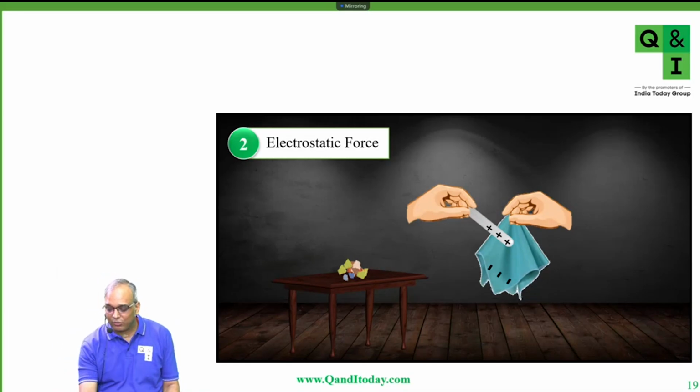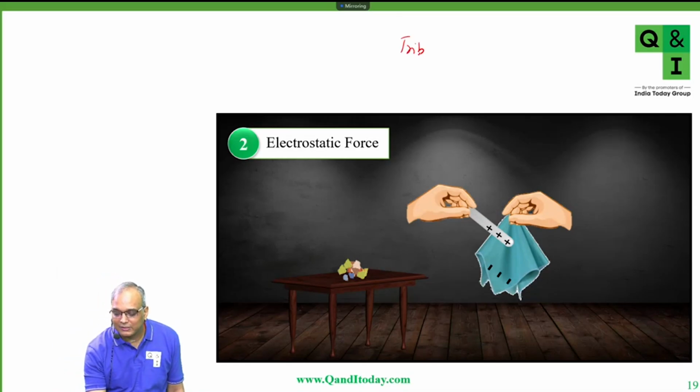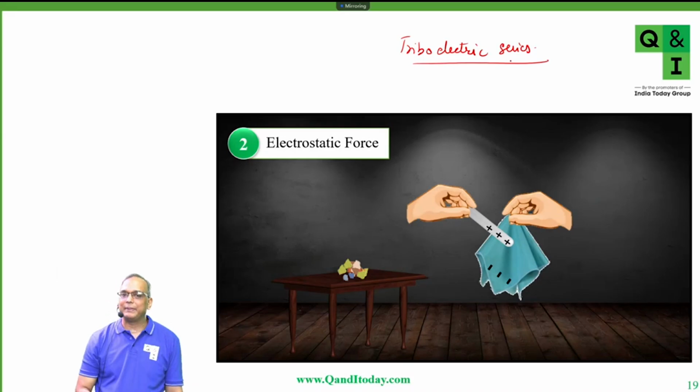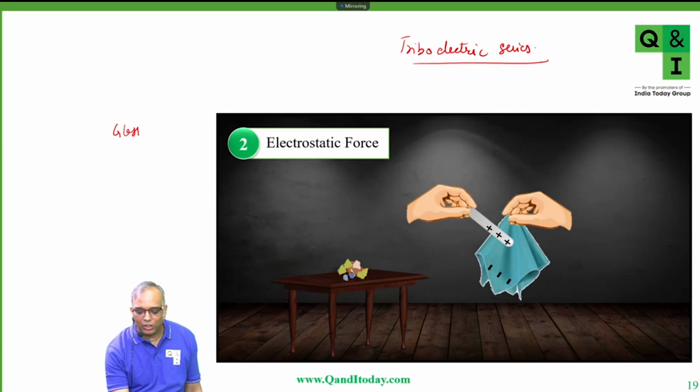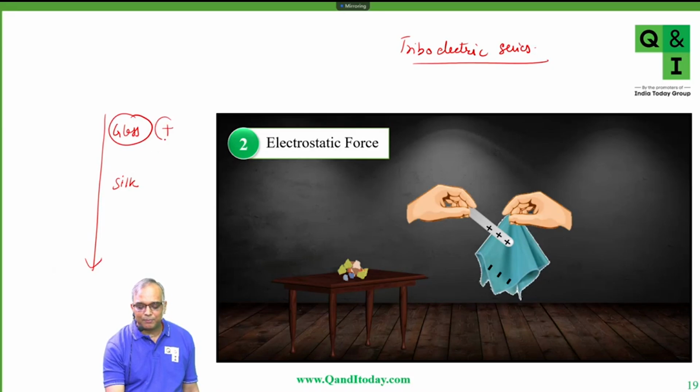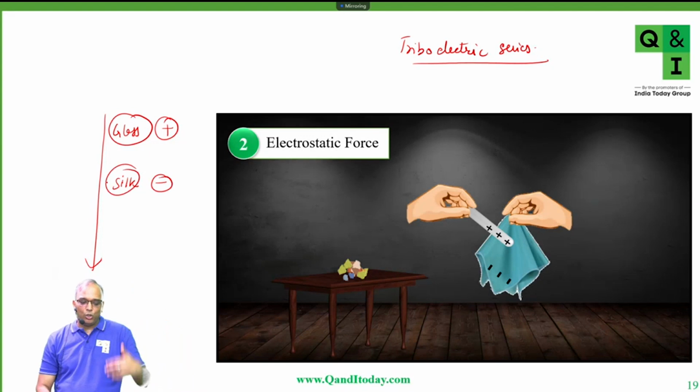I'll just write it down for you. So this is the triboelectric series. Let's say you will have all these substances, all these materials written here: glass, silk. In this series, whichever is above becomes positively charged and whatever is below becomes negatively charged. So silk is below glass in that series, and that's how you get to know.